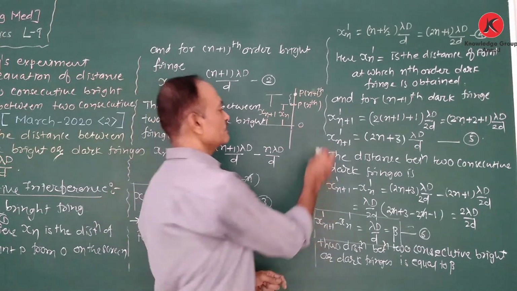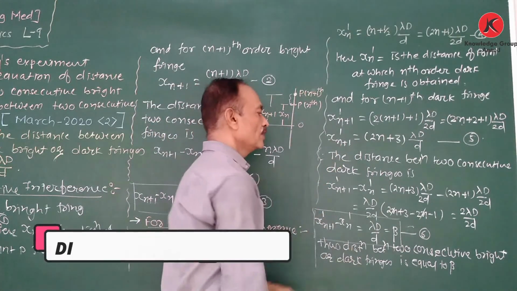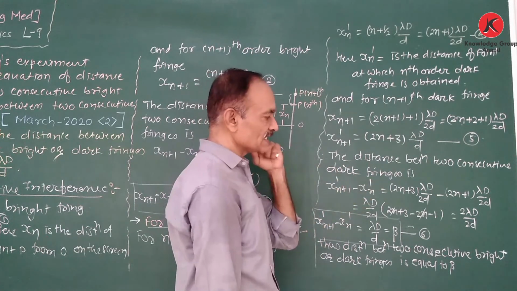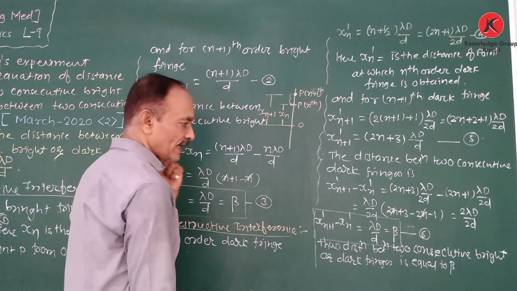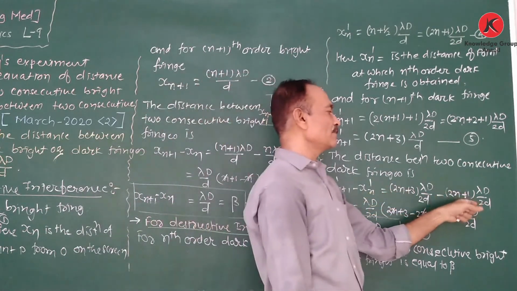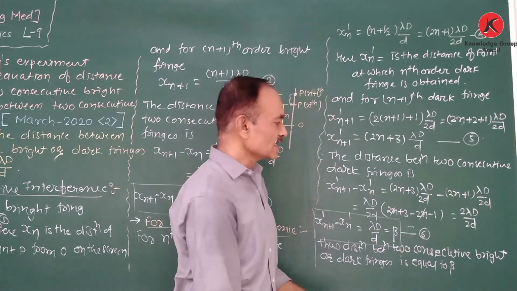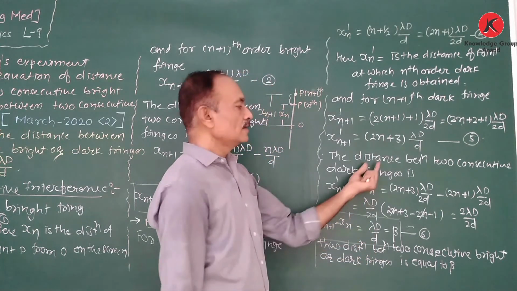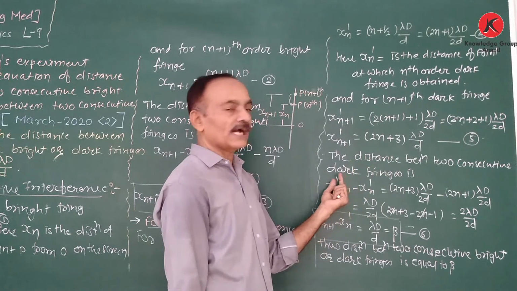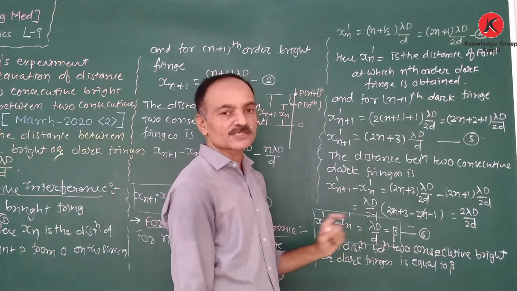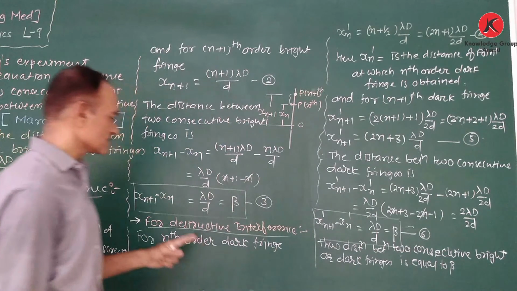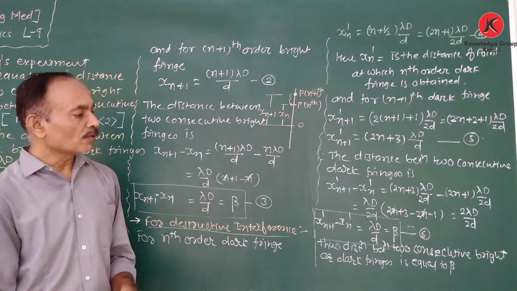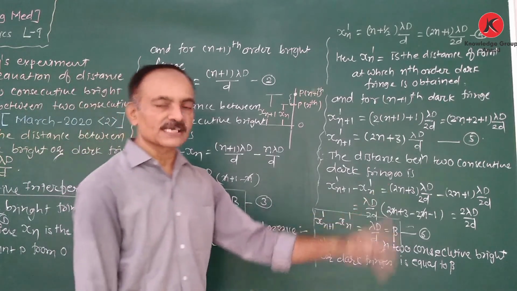Therefore, the distance between two consecutive dark fringes is xn plus 1 dash minus xn dash is equal to 2n plus 3 into lambda D upon 2d minus 2n plus 1 lambda D upon 2d. Thus, we again obtain the same distance for two consecutive dark fringes, lambda D upon d. So from equation 3 and 6, both are the same. Therefore, the distance between two consecutive bright or dark fringes is equal to beta.